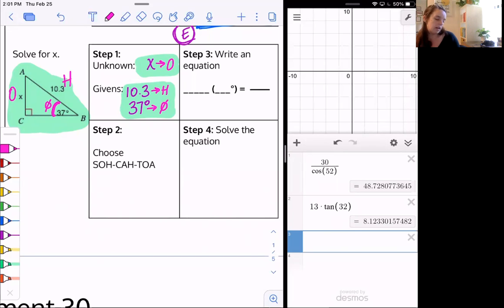Okay, cool. So y'all, what do we need to do for step 2? Anybody can feel free to come off mute, or you can chat. Should we choose sine with O and H? Should we use cosine with A and H? Or should we use tangent with O and A?